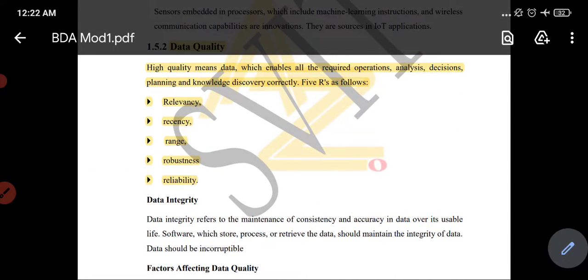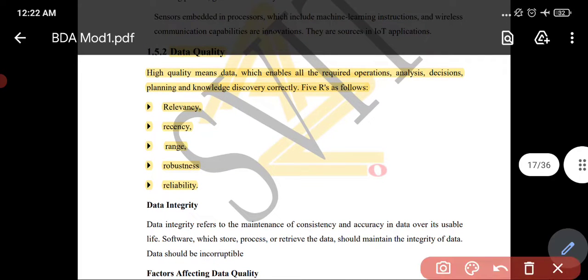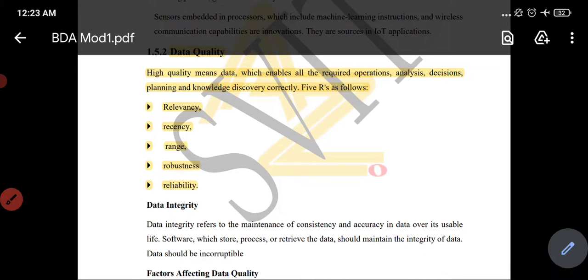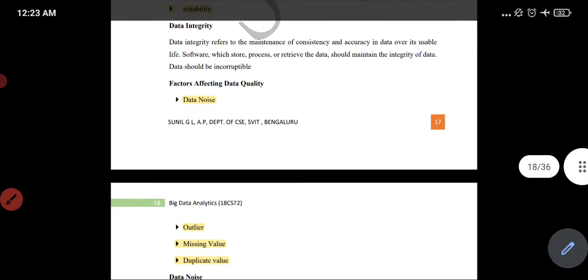So maybe moving on to the next concept, that is data quality. What is data quality? How can we say that the data is very high quality? It enables all the required operations, that is analysis, decision, planning, and knowledge discovery, correctly. If we can apply all this knowledge and get the output correctly, then we can say that the data has high quality. And the 5 R's are as follows: relevancy, recency, range, robustness, and reliability must be there for that data. Then only we can say that the data has very high quality.